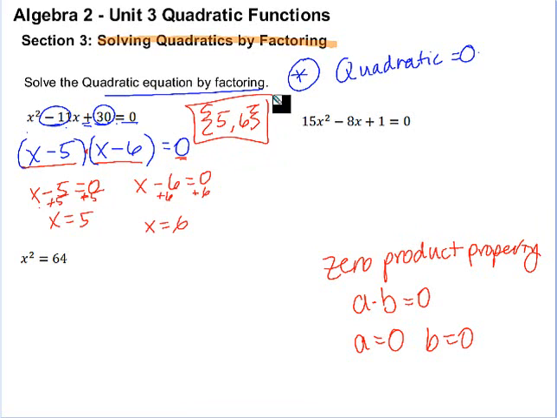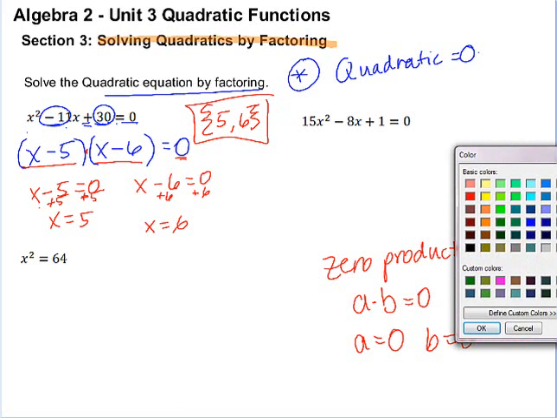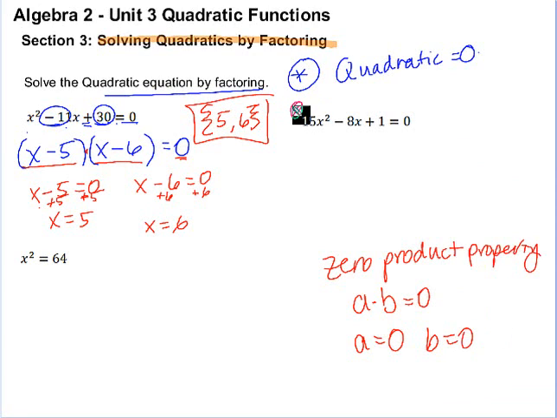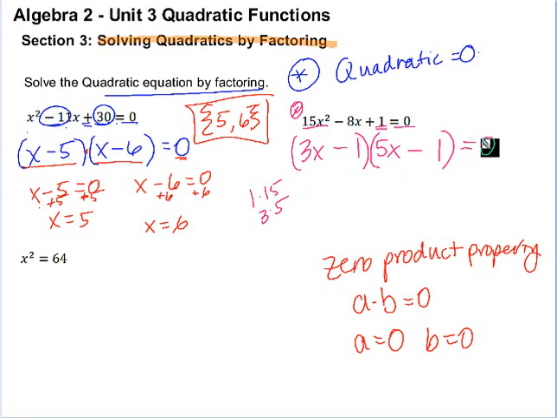Okay, let's look at the second example. This time our quadratic is 15x squared minus 8x plus 1 equals 0. So we are already equal to 0. So now we just need to split it up. Well, 1 is at the end, so it's got to be 1 and 1. And then to get 15x squared, we can either do 1 times 15 or 3 times 5. It's most likely going to be 3 times 5, so 3x and 5x. Minus and minus, and then you can go ahead and check that if you wish to.